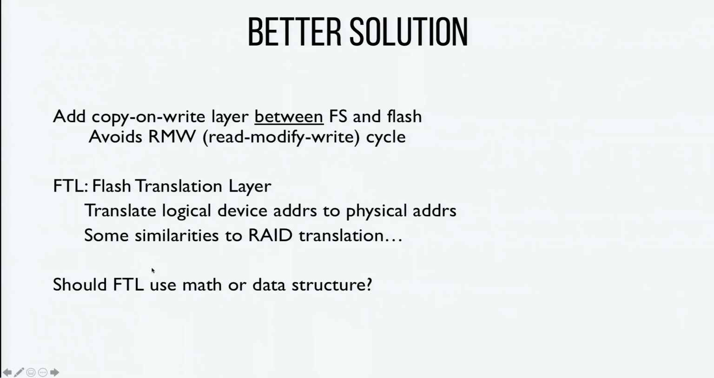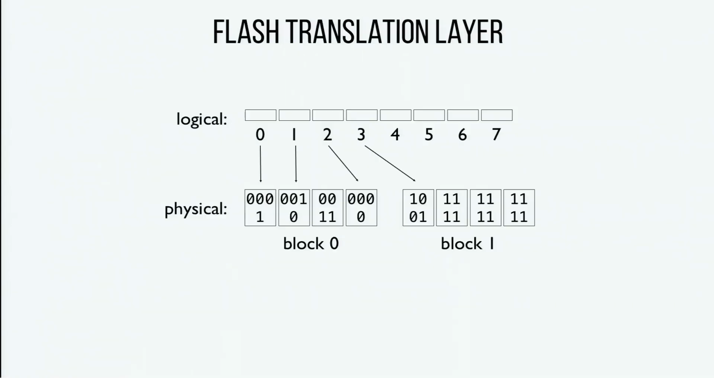In a RAID, we were able to just use some simple math, right? It was just like you do some modulo, you do some division. This FTL is going to be much more complex. It's going to be a mapping that we do on the fly, like a hash table, that shows where our logical address currently lives on the SSD, what its physical block address is. Okay, so let us look at an example.